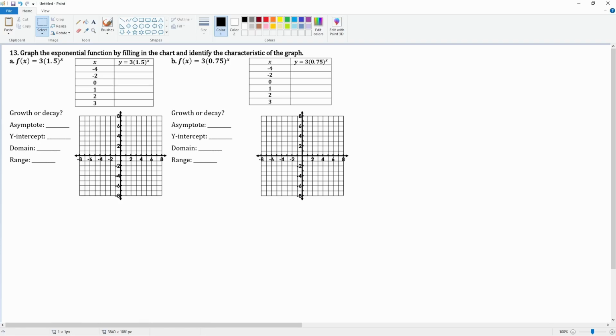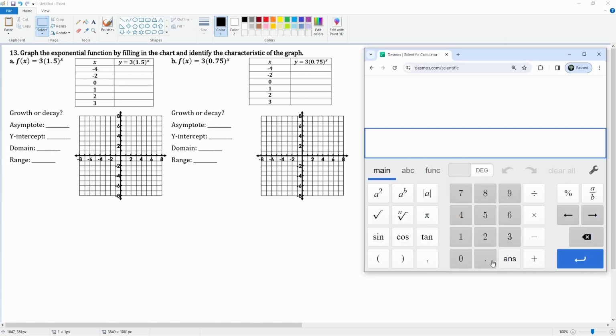All right, here we have number 13. We are trying to graph this. And to graph this, we have to fill in the chart. And again, you should just use a calculator. Okay, we type it in: 3, parentheses, 1.5. Then we close the parentheses. We bring it to the power.